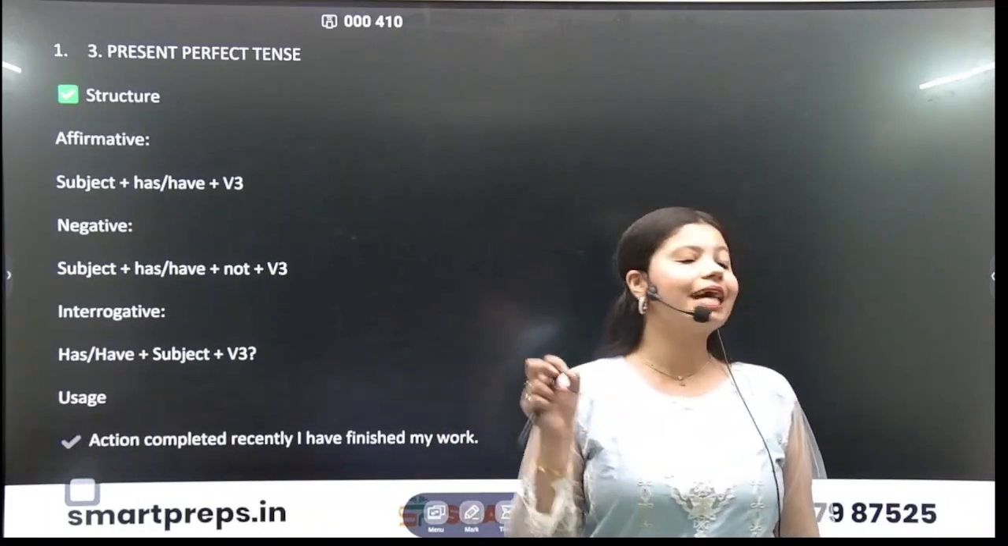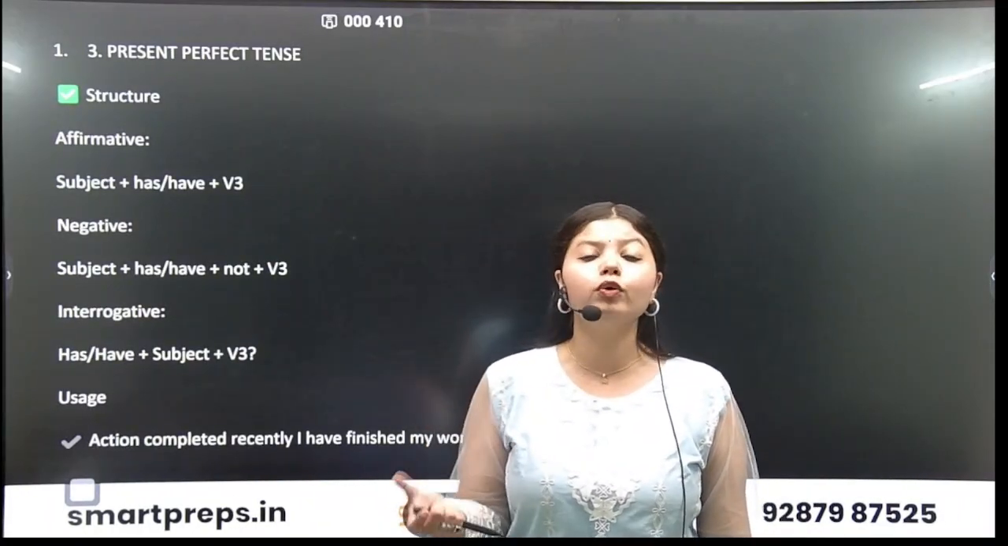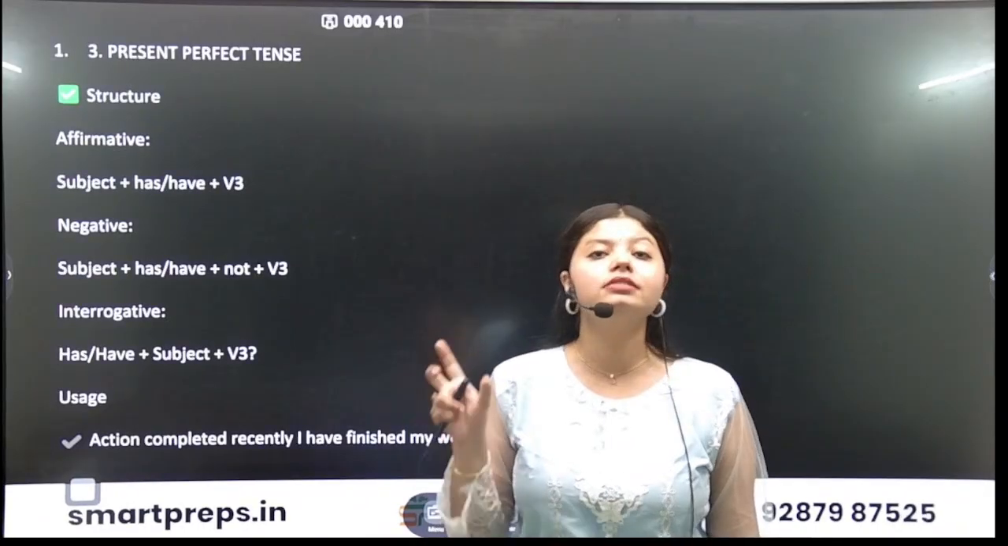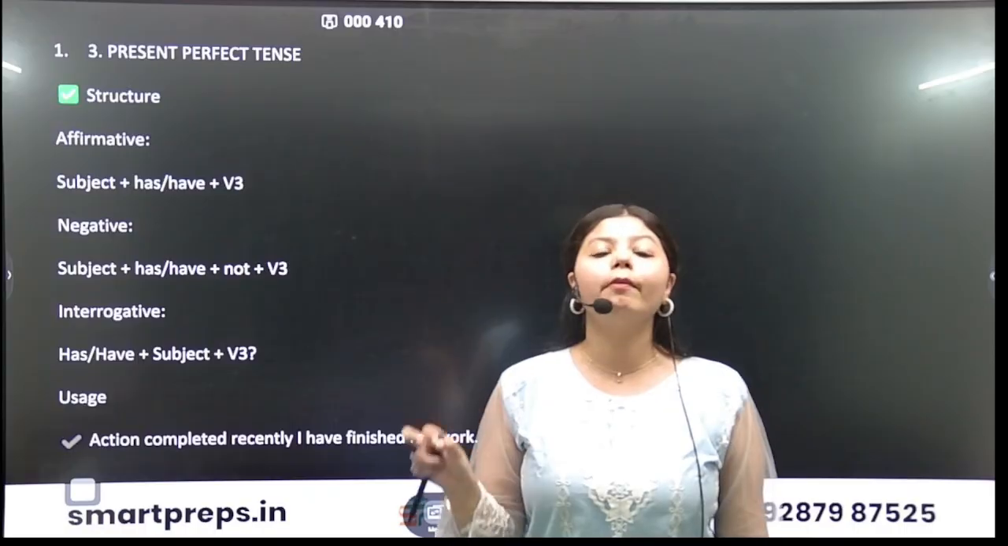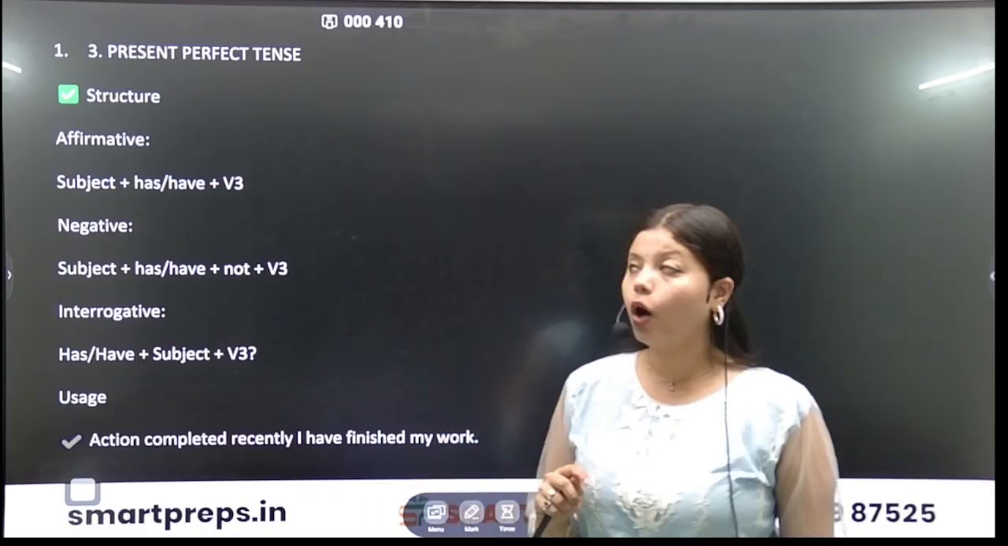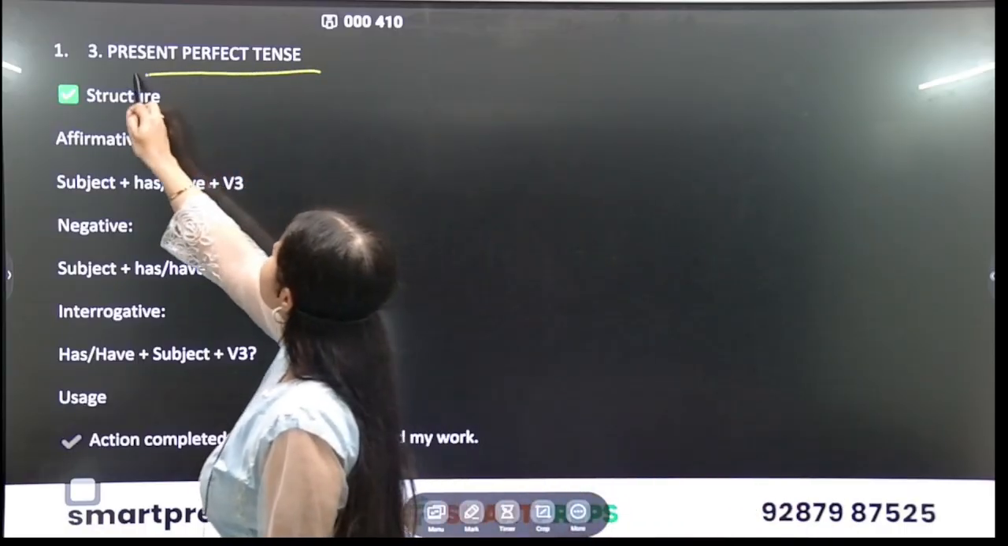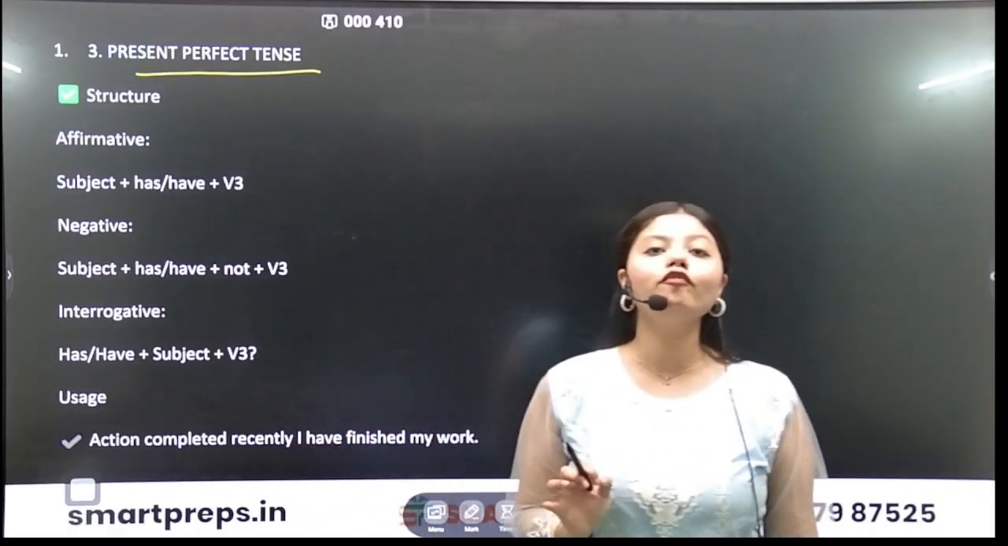So even if there is "ing" in the sentences, please don't get confused. You have to read a sentence twice or thrice to ensure whether the grammatical usage is correct or not. Okay, now let's move on to the present perfect tense, the third type of present tense.